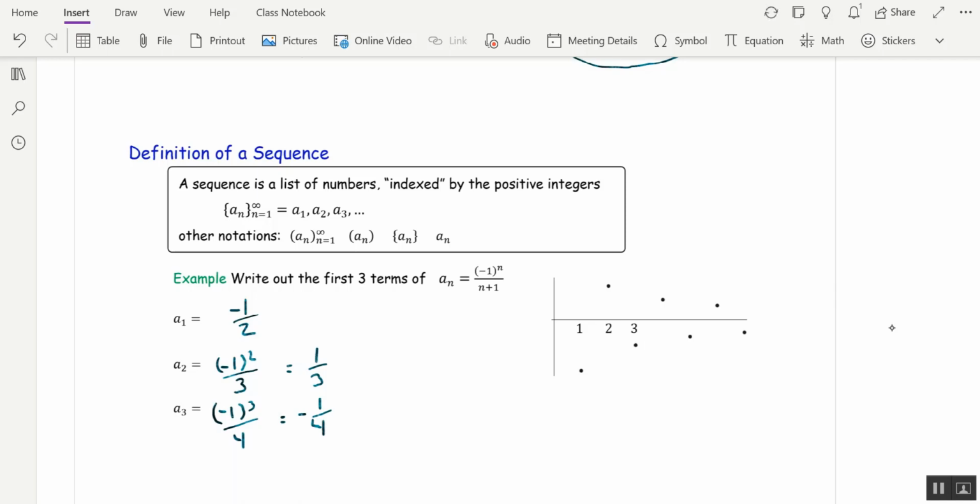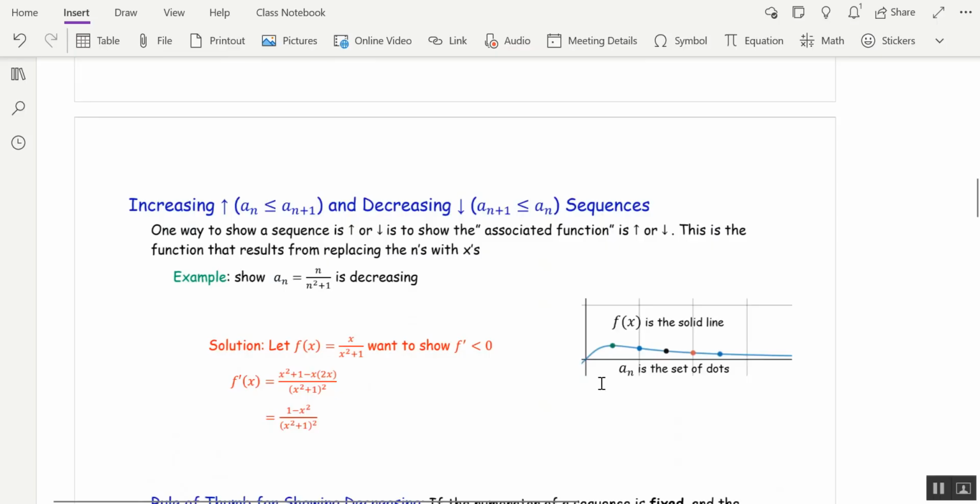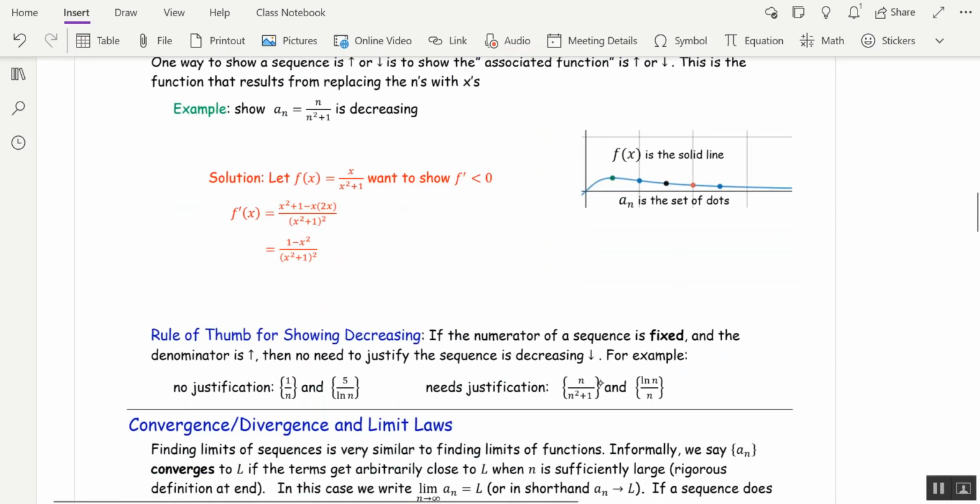To graph a sequence, you plot the points. So when n is 1, we have negative 1/2. I'm down here. When n is 2, I jump up here to 1/3. When n is 3, I jump back down here. And you can see these dots are getting closer and closer to the x-axis as we go out, but they keep alternating in sign.